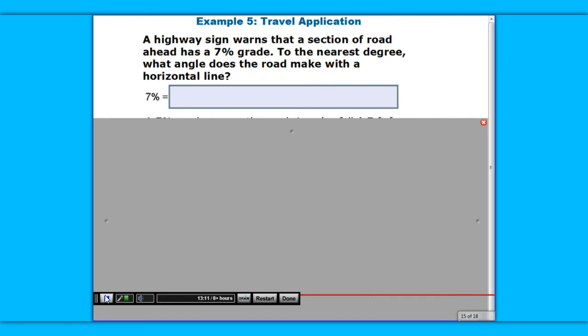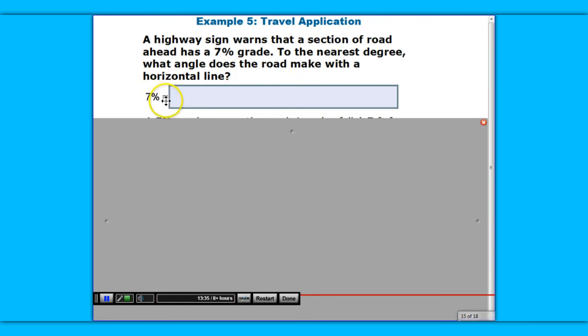And in many cases, trucks have gone out of control because they weren't paying close attention to the grade and then their brakes went out. So super important. This is why highways post these signs. So if a highway sign warns that a section of the road ahead has a 7% grade, to the nearest degree, what angle does the road make with a horizontal line?